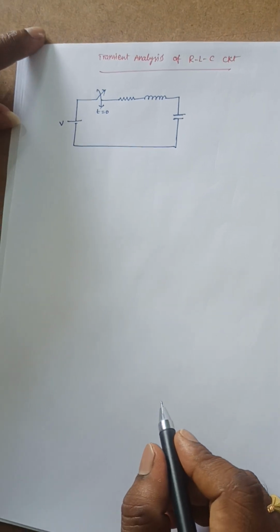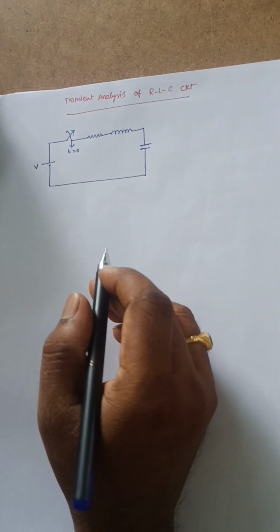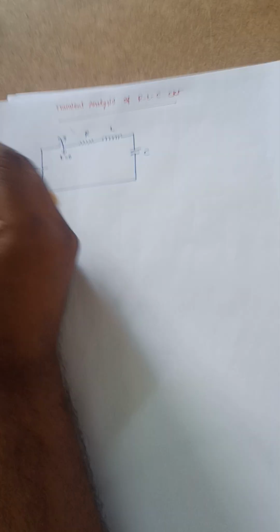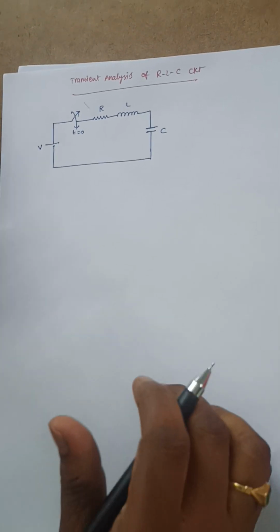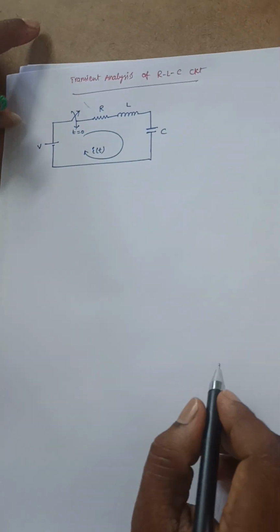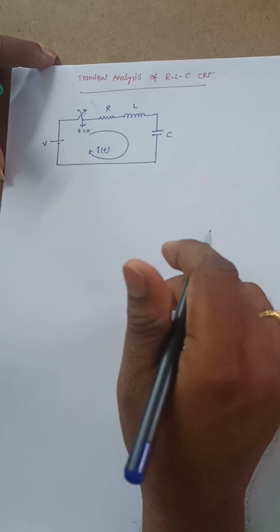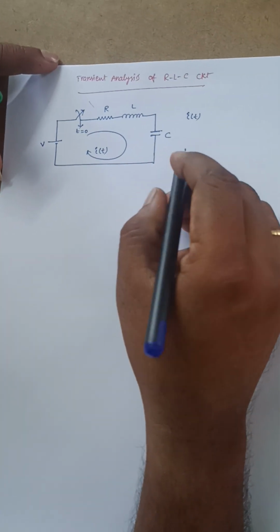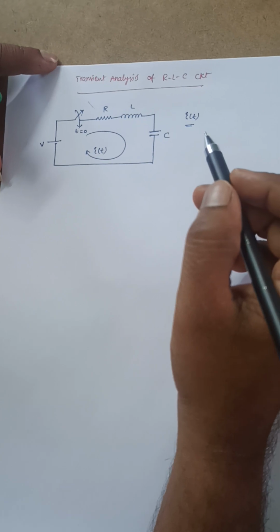DC voltage here, this is R, L and C. So this is a series RLC circuit. The current is circulating in this loop, that is I of t. Okay. Here in this transient analysis of RLC circuit, I am going to find the expression for I of t, and I am going to draw this waveform for I of t in different cases.